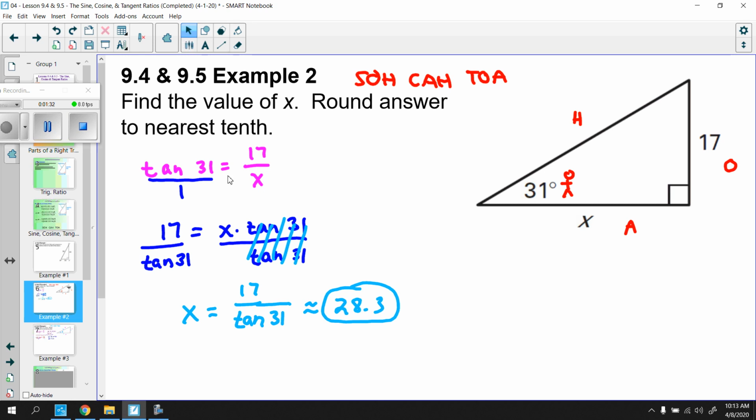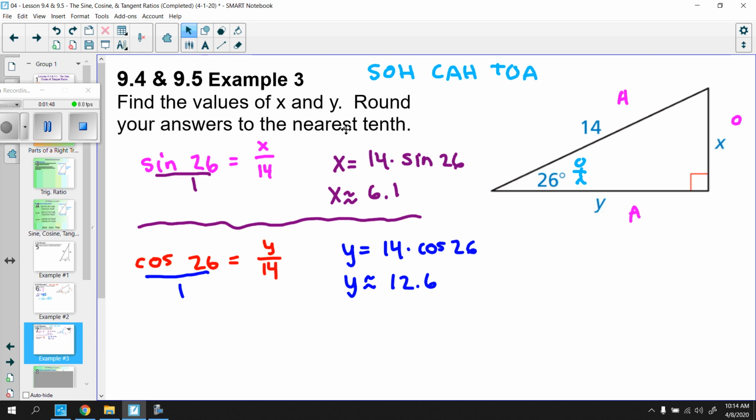We turned this into a proportion and cross multiplied, 1 times 17, x times the tangent of 31. This was the two-step solve where I had to get rid of the tangent of 31 by dividing, and then that was my side length, about 28.3. Similar idea in example 3, using sine and cosine, a little bit simpler solves because the unknown, the y in this case, was in the numerator, so a nicer solve.